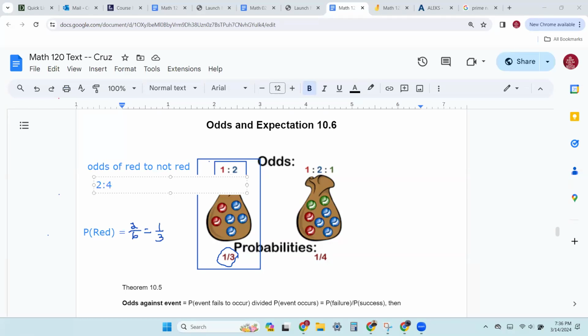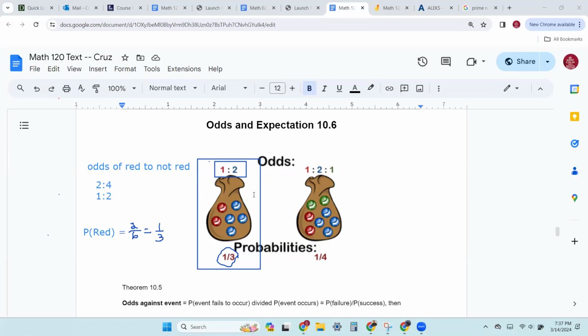So 2 is red, 4 not red. And then when we simplify it, it's 1 to 2. In other words, both the 2 and the 4 are divisible by 2, which is how we get the 1 to 2. Because we always want to work with simplified odds, just like we work with simplified probabilities.